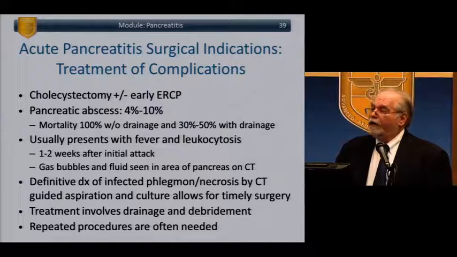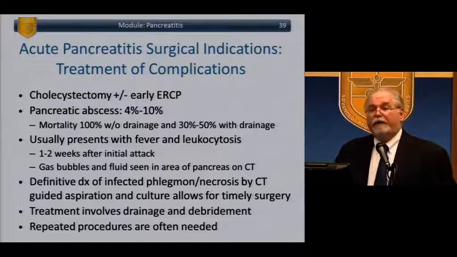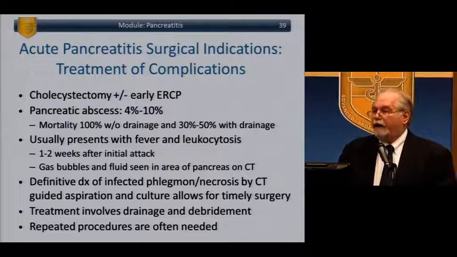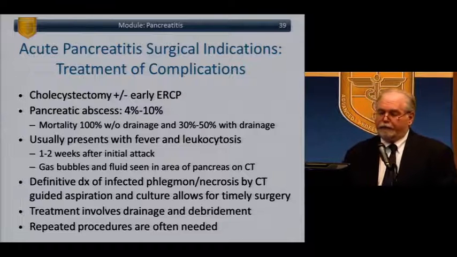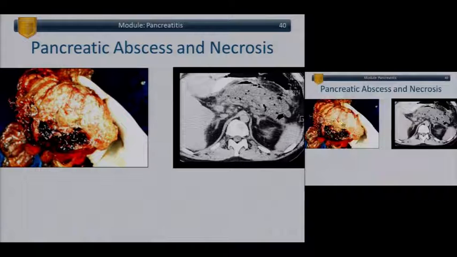The appropriate treatment regimen is to do a biopsy of that area under CT guidance and look for bacteria and send it for culture. And if it does show bacteria or if the patient worsens, then surgical debridement, necrosectomy, and washout is appropriate. And here we see the pancreas with little gas bubbles and air fluid levels and a necrotic pancreas.